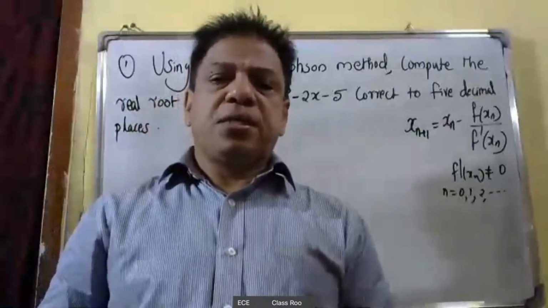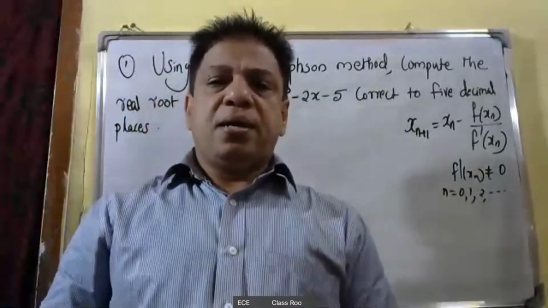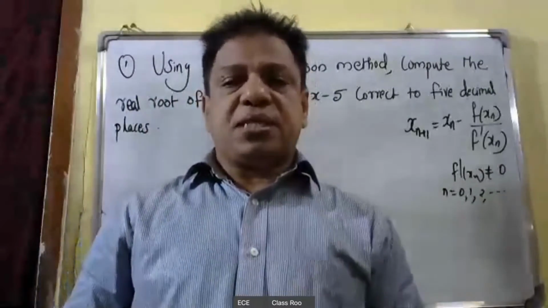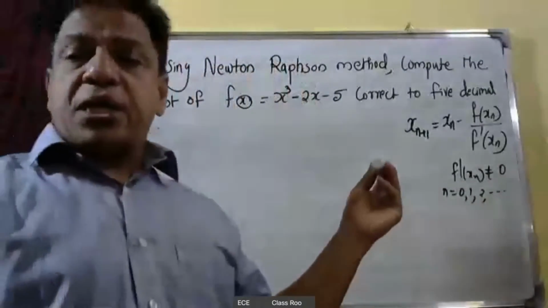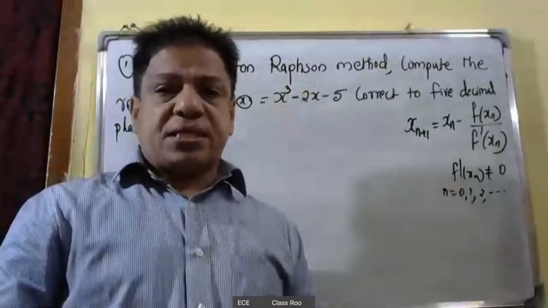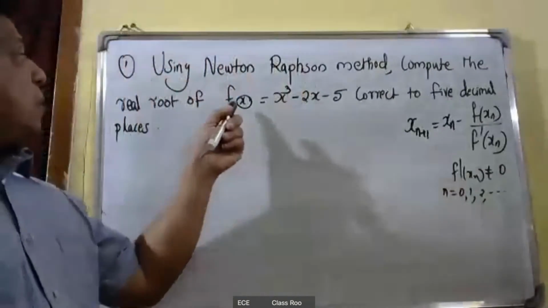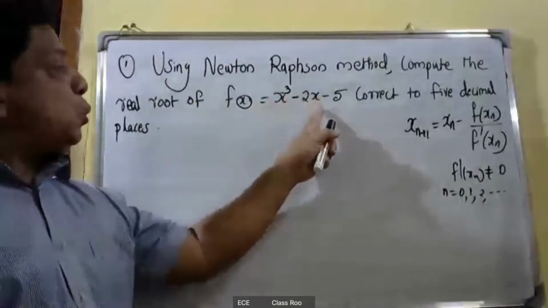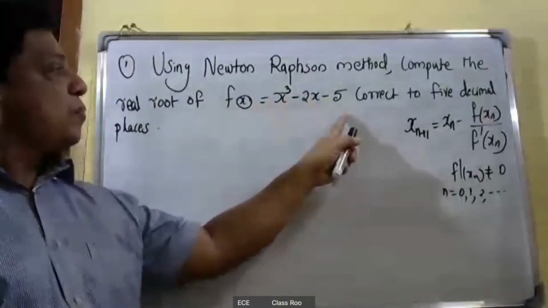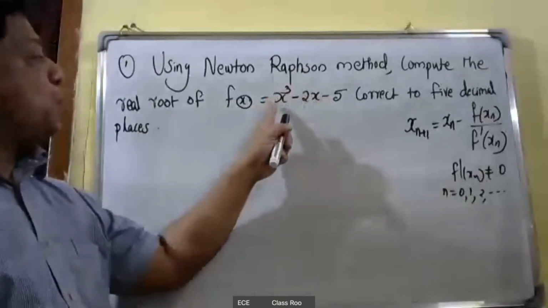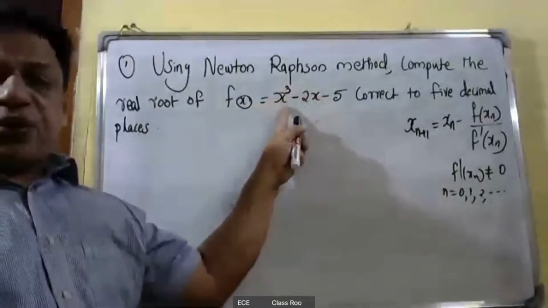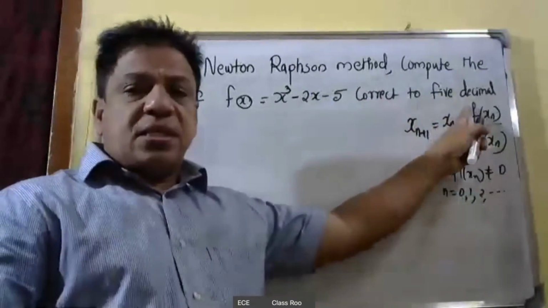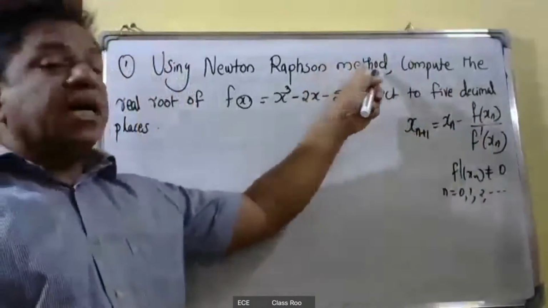Good morning, students. Today, we will discuss one problem in numerical methods by using the Newton-Raphson method. Here, the function f of x is equal to x cube minus 2x minus 5. We have to find the root of this function correct to 5 decimal places by using the Newton-Raphson method.